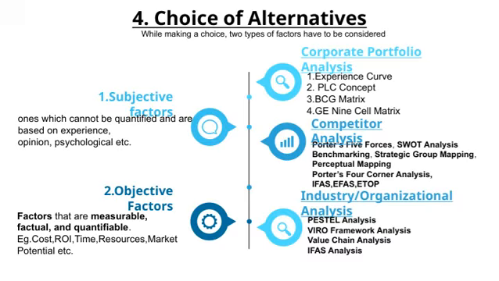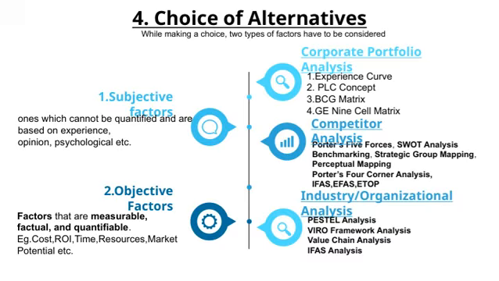On the other hand, some factors can't be easily quantified. They're based on experience, opinions, or psychological insights. For example, the experience curve, which shows how costs decrease with increased production, or the product life cycle concept, which guides us through different stages of a product's life. Tools like the BCG matrix and GE 9-cell matrix help us evaluate our portfolio and strategic options, considering both market attractiveness and our competitive position.